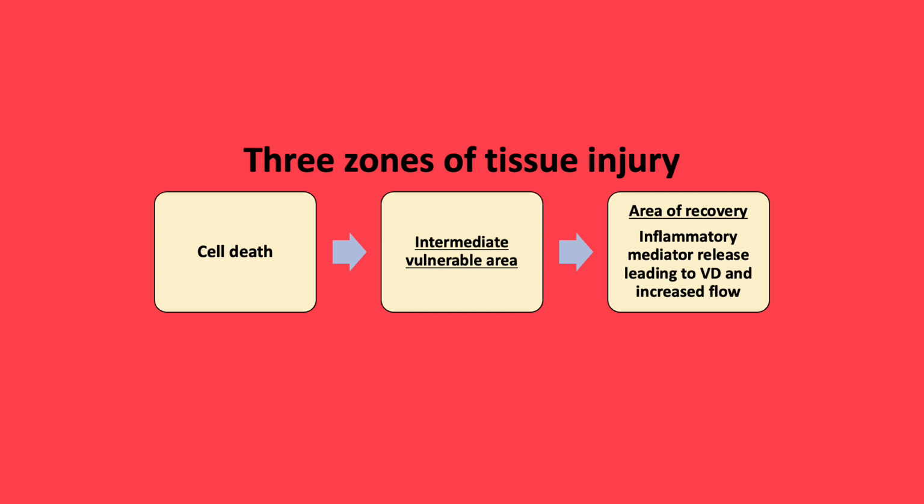if not managed correctly with fluid resuscitation and wound debridement, there's a risk of extension of the area of cell injury and death. This dead tissue can release a range of inflammatory mediators, including prostaglandins, leukotrienes, reactive oxygen species, which can result in vasodilation and increased flow. As you move out from the central area, there's an area of recovery, so this tissue will recover over time.